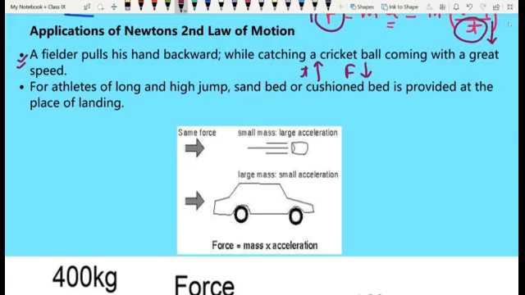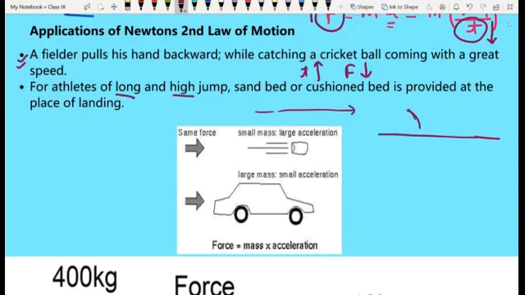For athletes of long jump and high jump, a sand bed or cushioned bed is provided at the place of landing, because without it the athlete may be injured. Suppose some athlete is doing a long jump and the surface is a flat, concrete, solid surface. He is running from a very long distance, so he has gained so much motion.